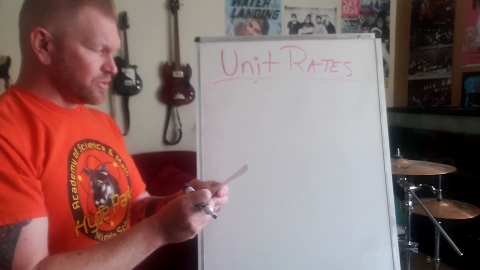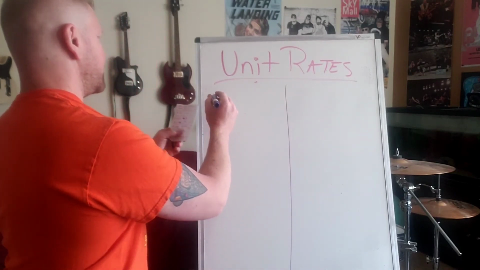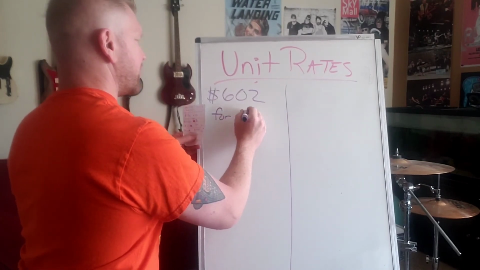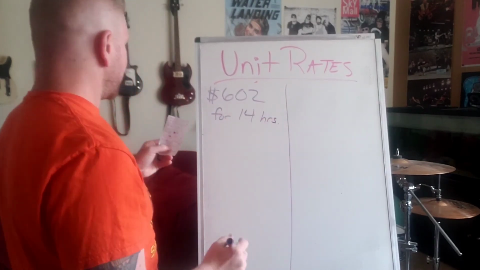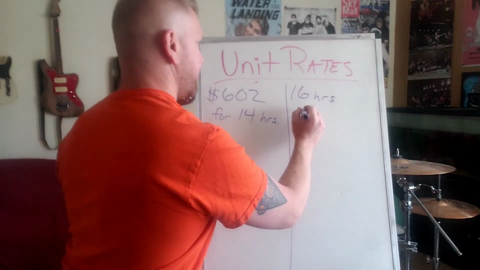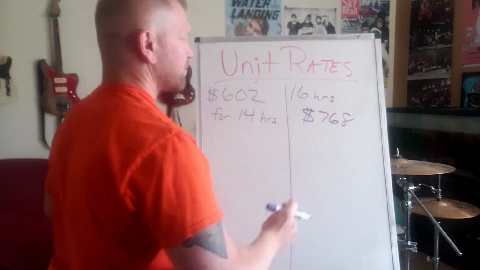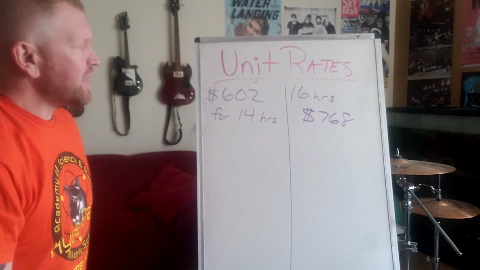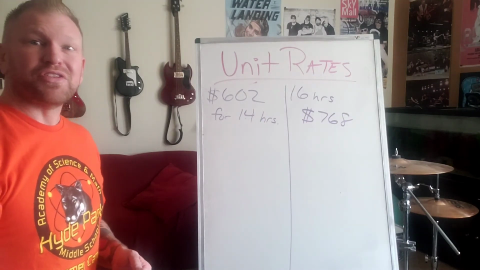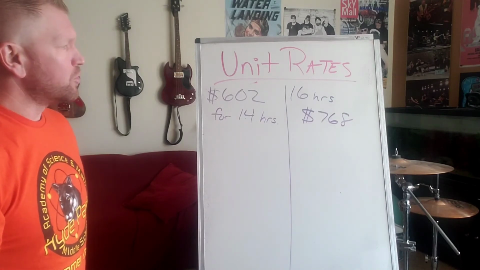Okay, last example. Okay, 2 people have a job. This person on their paycheck got $602. That was for 14 hours of work. Okay, the other person worked 16 hours. And they got paid $768. Okay, so which person is getting paid more per something? Per what? Well, in this case, it's going to be per hour, which tells us to put the hour as the denominator. So which person is getting more per hour?